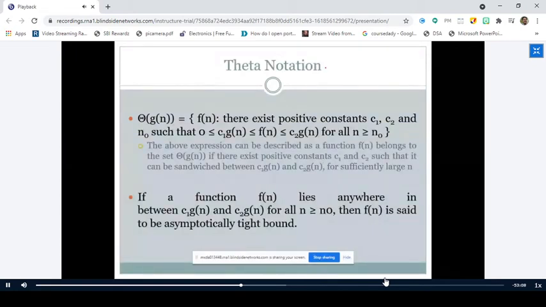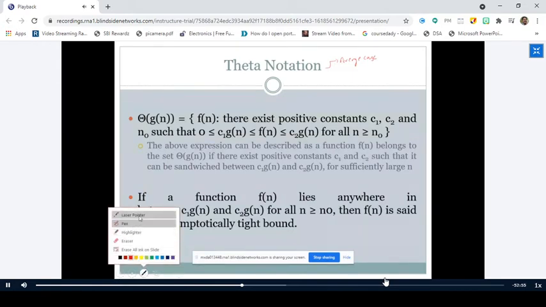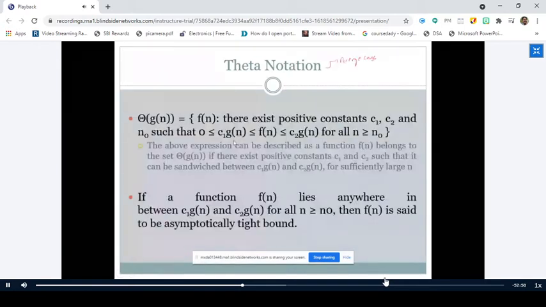Right. The third one, theta notation. Theta notation means it represents the average case. Is it clear? Yes, sir. Right. So theta of g of n is defined like this. Theta of g of n is equal to f of n, there exists positive constants. Here you can observe that there are two constants. Why? Because it is an average case. So it neither represents the minimum time nor maximum time. It represents a time which lies between two different constants.